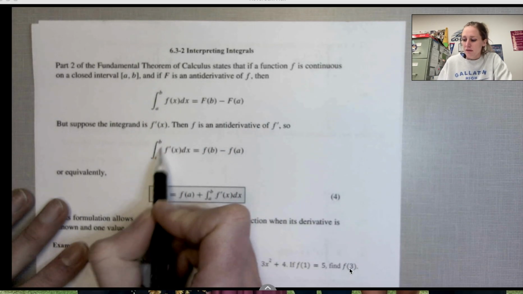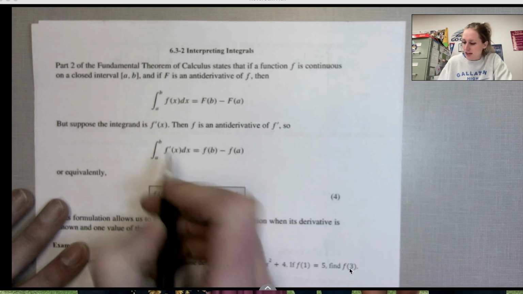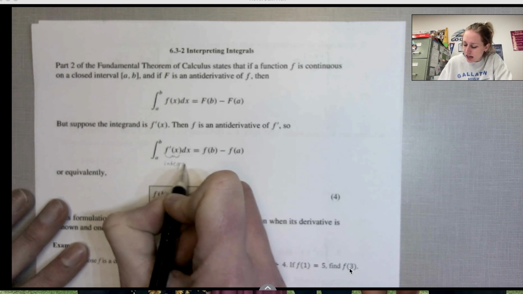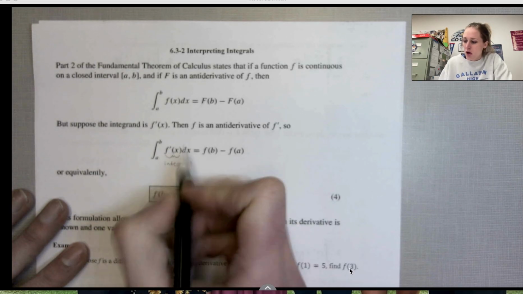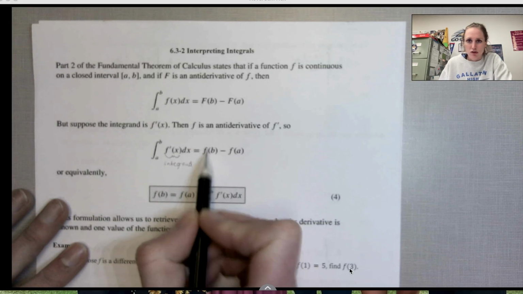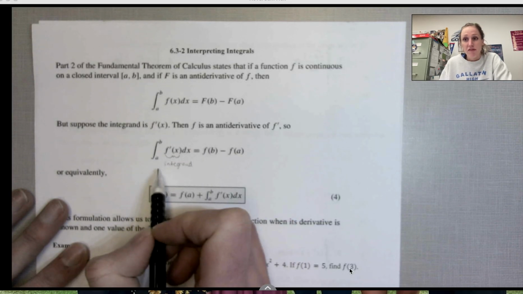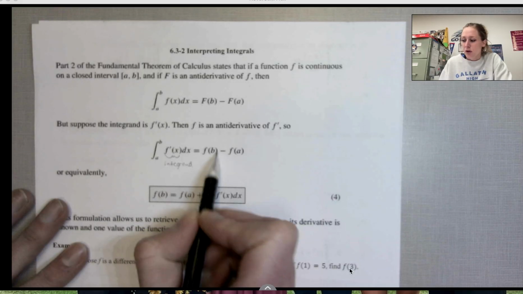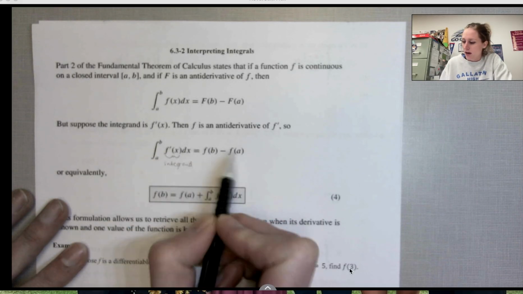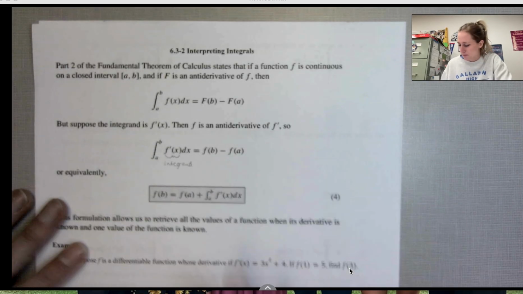Now, if the integrand, remember this part of an integral is called the integrand. So if the integrand is a derivative, well, remember the antiderivative of a derivative is just the original function. So the antiderivative of f prime is f. So it's the same exact thing, right? The antiderivative plugging in the upper, antiderivative plugging in the lower, okay?